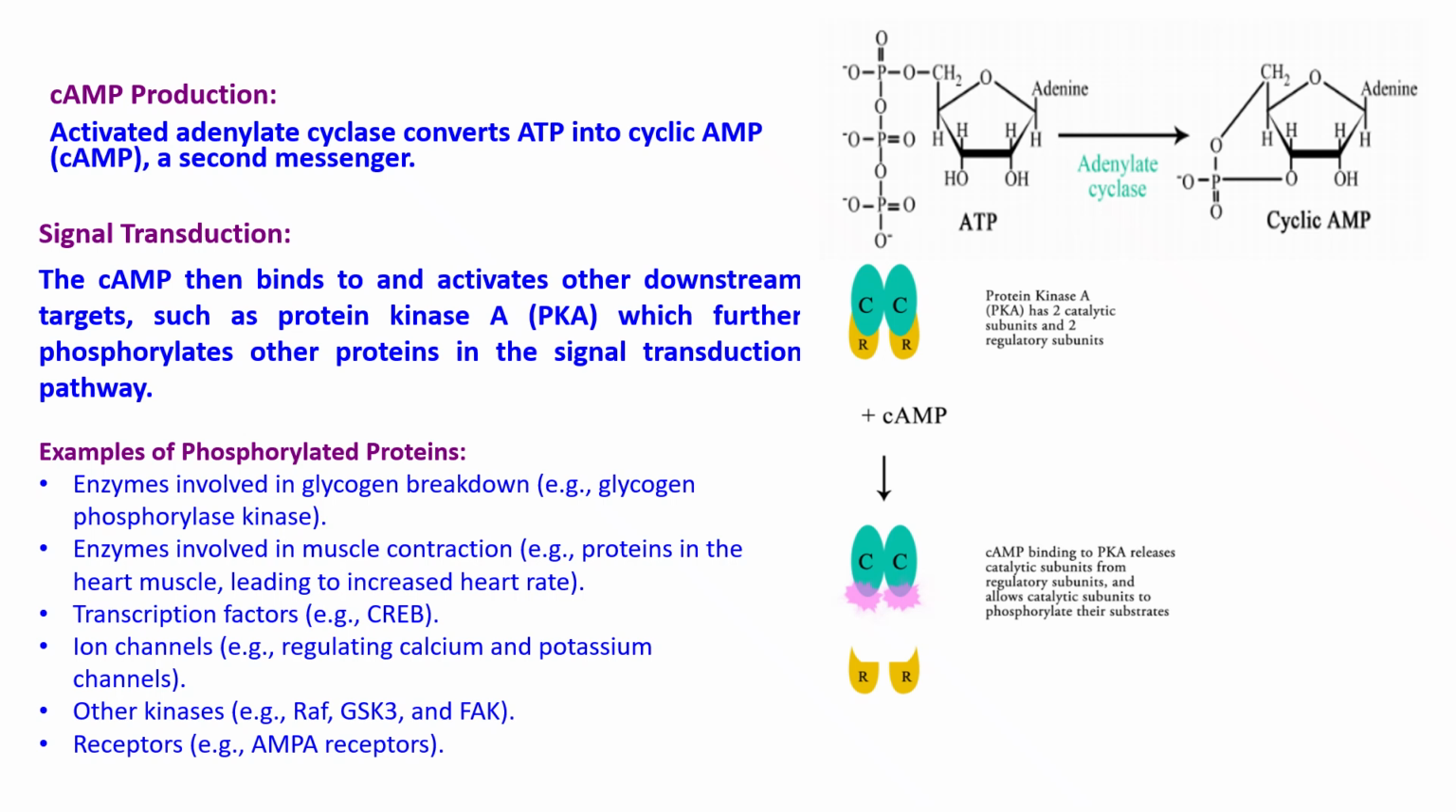Signal transduction. After the cAMP production, which is the second messenger, cAMP binds to and activates other downstream targets such as protein kinase A, which further phosphorylates other proteins in the signal transduction pathway. Here in the picture you can see the protein kinase A, which has two catalytic subunits and two regulatory subunits. After the release of cAMP, the cAMP binds to the regulatory subunit and releases the catalytic subunit.